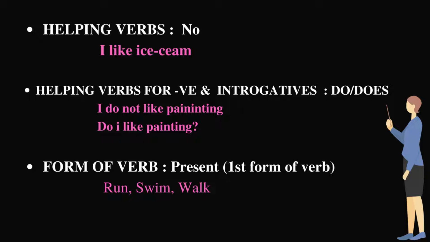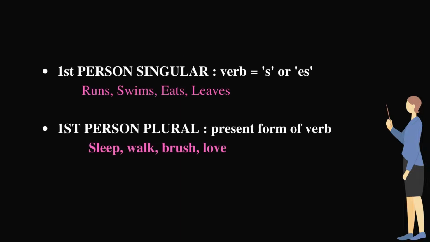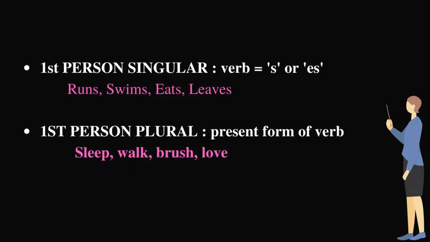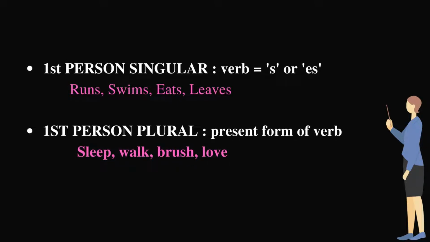While constructing sentences of present indefinite tense, we use the present form or the first form of the verb. For example, run, swim, walk. When we have a subject, first person singular, we add s or es at the end of the verb. For example, runs, swims, eats, leaves. When our subject is first person plural, we simply use the present form of the verb. For example, sleep, walk, brush, love.